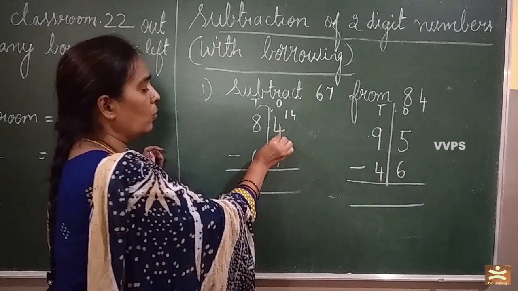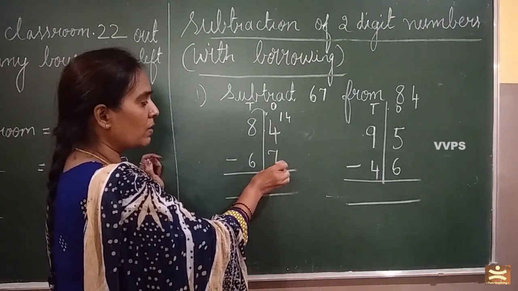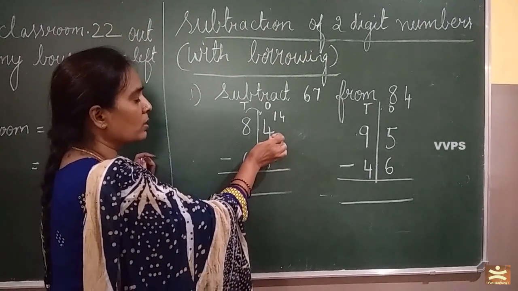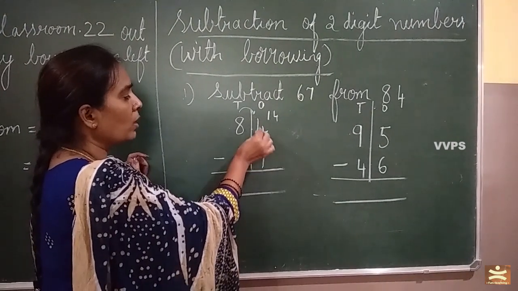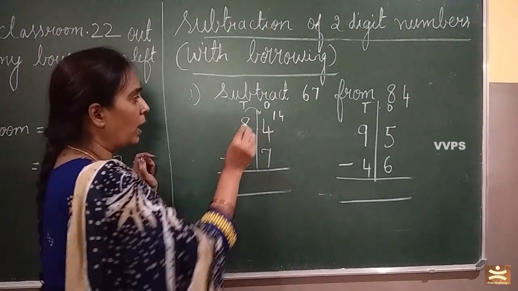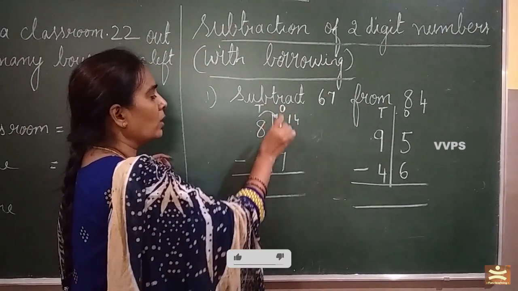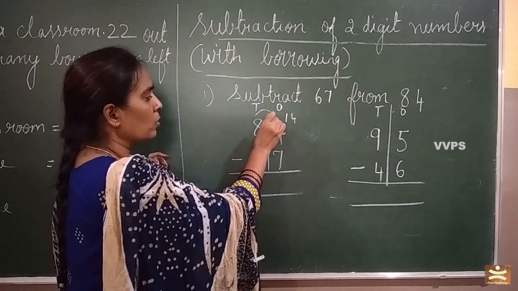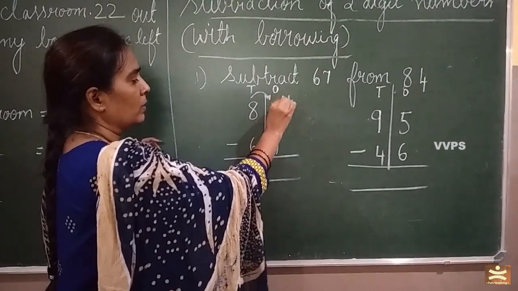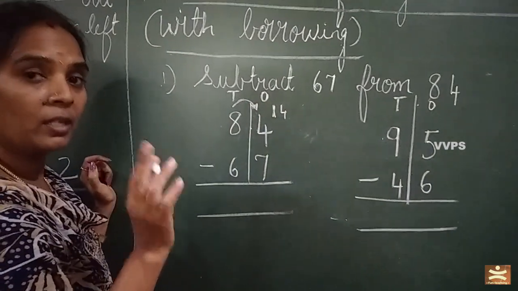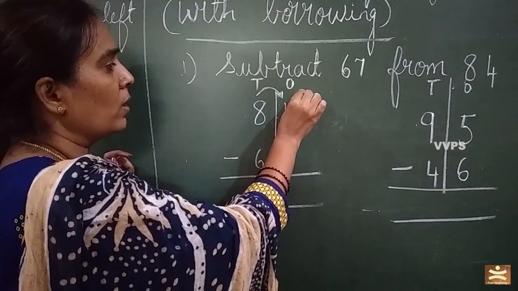You have your 4 and 7. You cannot subtract 7 because 7 is bigger than 4, is it? So you cannot subtract. So what you have to do? You have to borrow 1 from this tens place. So you will be borrowing here 1. So that 1 you will be writing before this 4. So it becomes 14. It will not become 5, children. Just remind, okay? So you have to write before that.